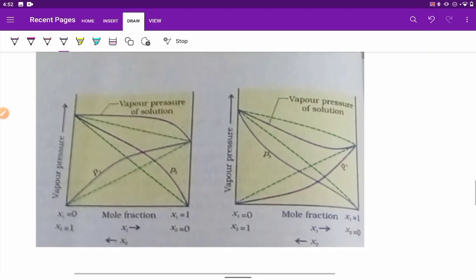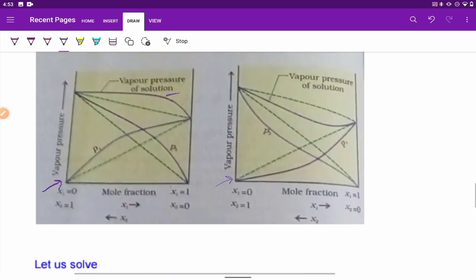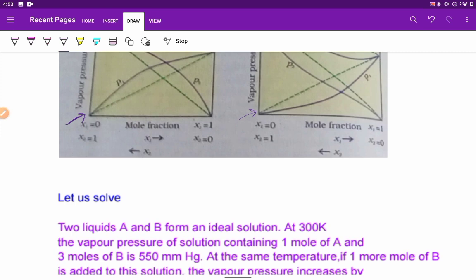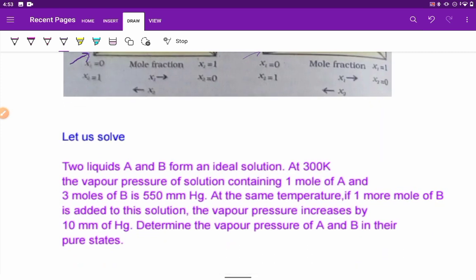So you see here, this is the first one. These are the two deviations. You see here the vapor pressure of solution is more, it is marked. And in the second case, the vapor pressure of the solution is less than what is expected. So I hope students you all could understand the positive and the negative deviations. Based on this, related to this topic, we will solve one problem.